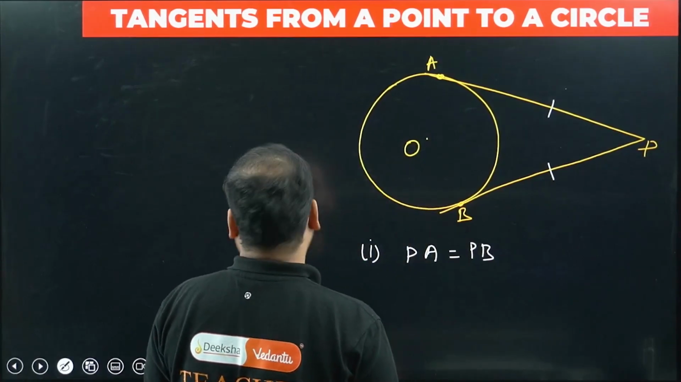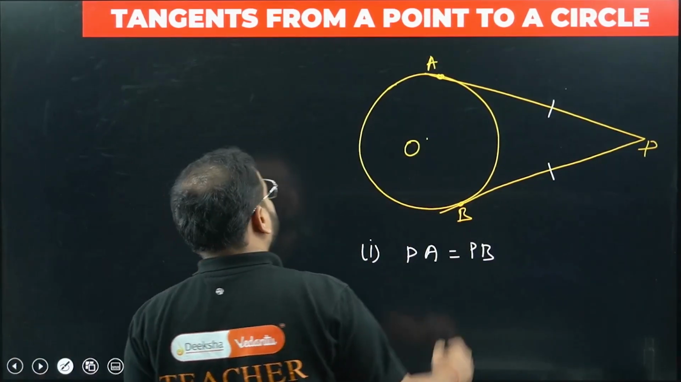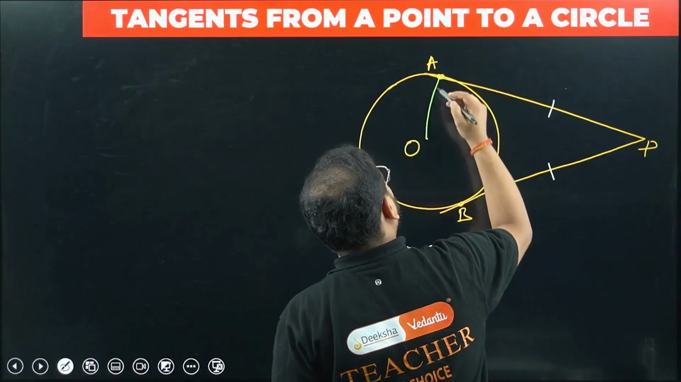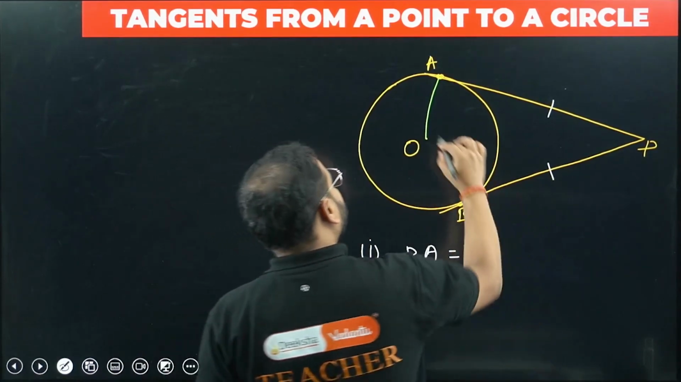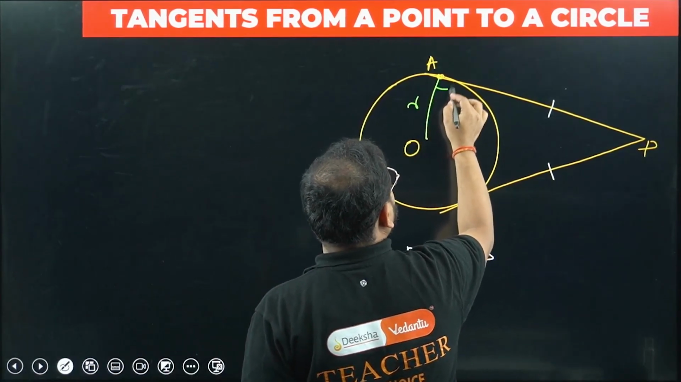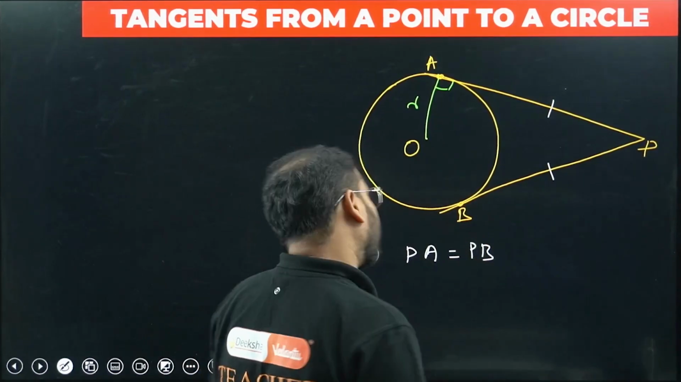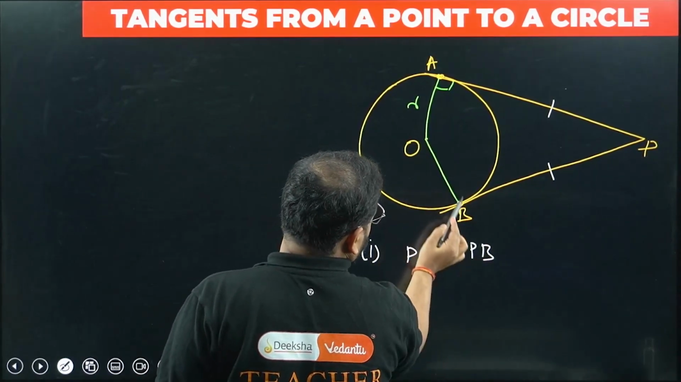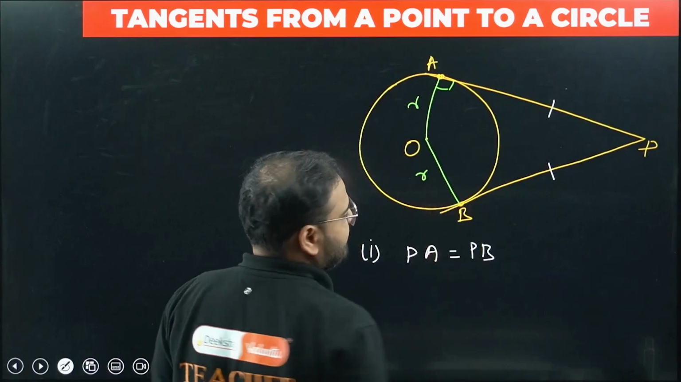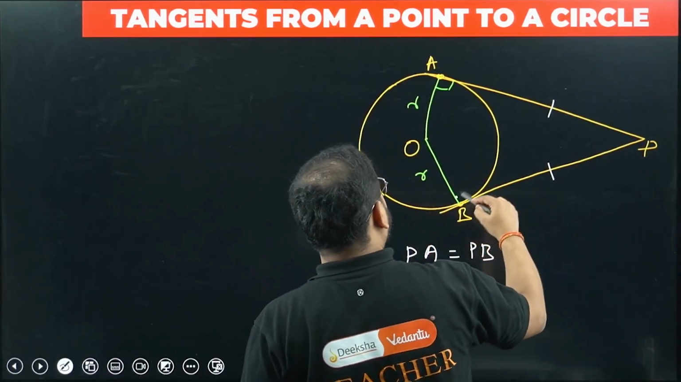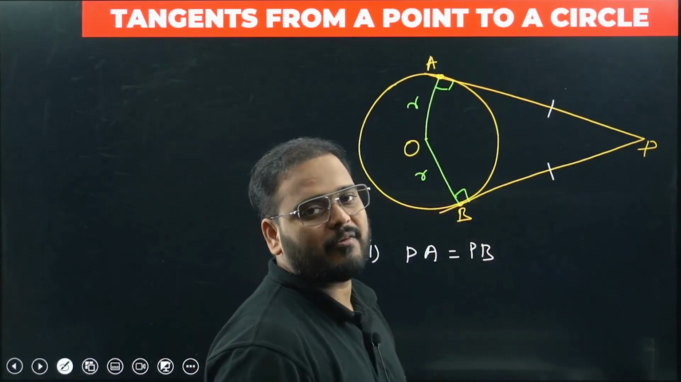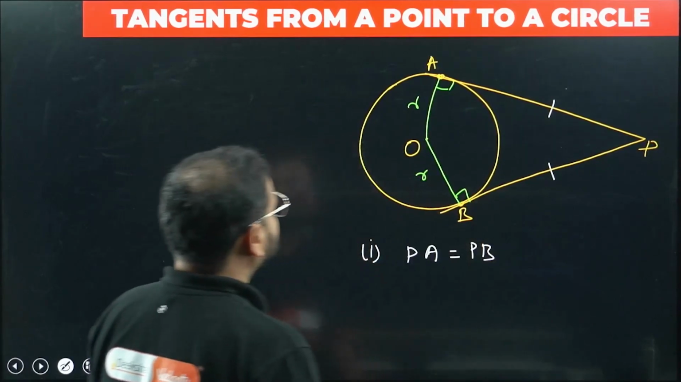A couple of more things to remember over here. If you join the line OA, what is OA going to be? It's going to be the radius, sir. It means this angle is 90 degrees. Same way, if you join OB, what is OB? Again the same radius. Again 90 degrees, because radius and tangent make an angle of 90 degrees. We have seen this in the previous session.